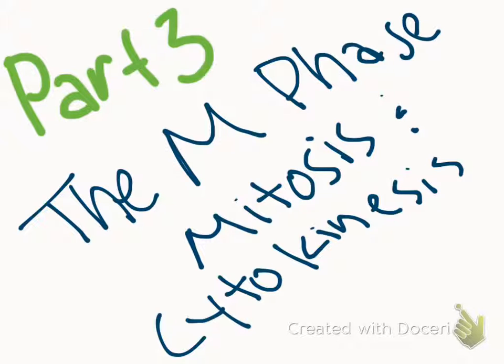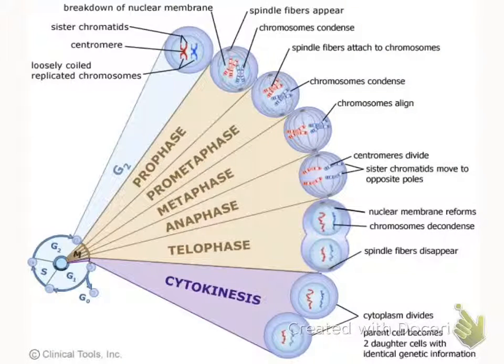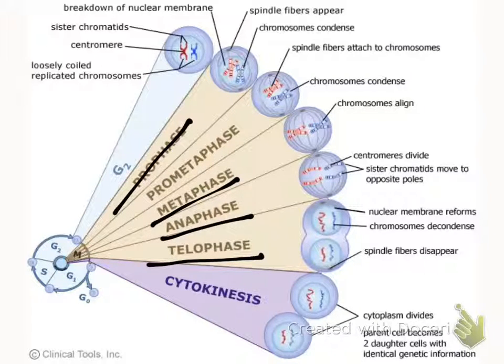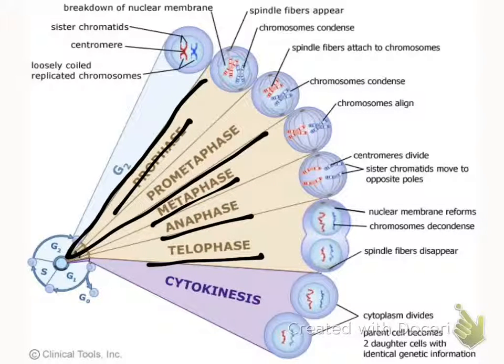Part 3, the M phase, mitosis and cytokinesis. Mitosis is when the cell's nucleus divides into 2 daughter ones with the same chromosomes. It's split into 4 phases: prophase, metaphase, anaphase, and telophase. In this diagram right here, you can also have the prometaphase, but basically it's included in the prophase whenever we're going to talk about it.